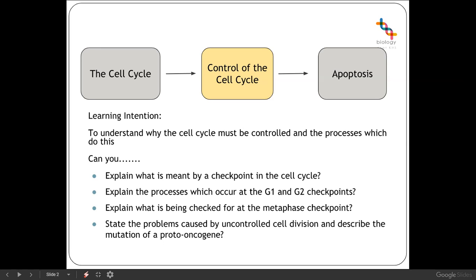So what you need to be able to do is understand why the cell cycle must be controlled and the processes which do this. So you're expected to be able to explain what is meant by a checkpoint in the cell cycle, explain the processes which occur at the G1 and G2 checkpoints, explain what is being checked for at the metaphase checkpoint, state the problems caused by uncontrolled cell division, and describe the mutation of a proto-oncogene.